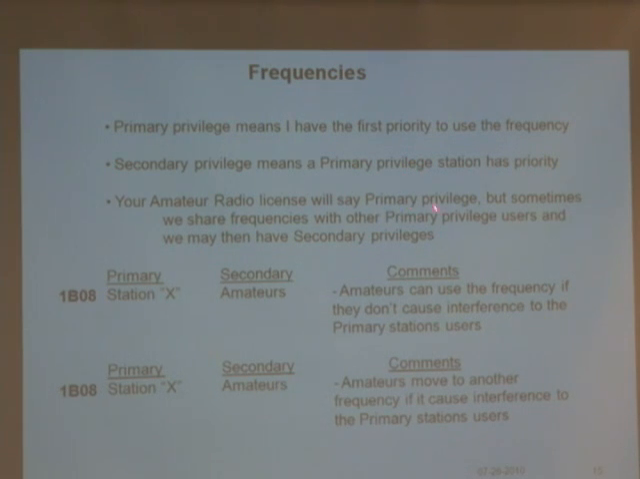Your amateur radio license will say primary privilege, but what they don't tell you, unless you read this question pool, is that sometimes we share frequencies with other primary privileges, operating things. And depending on who they are, we get secondary. And this is what you never find out unless you're in this question pool. So here's 2 examples. Here's a station that's a primary, station X. And I'll give you an example in a minute. And here's amateurs, and because of who X is, and I'll tell you who X is in a minute, all of a sudden we became secondary. Okay? Now, let me tell you who X is.